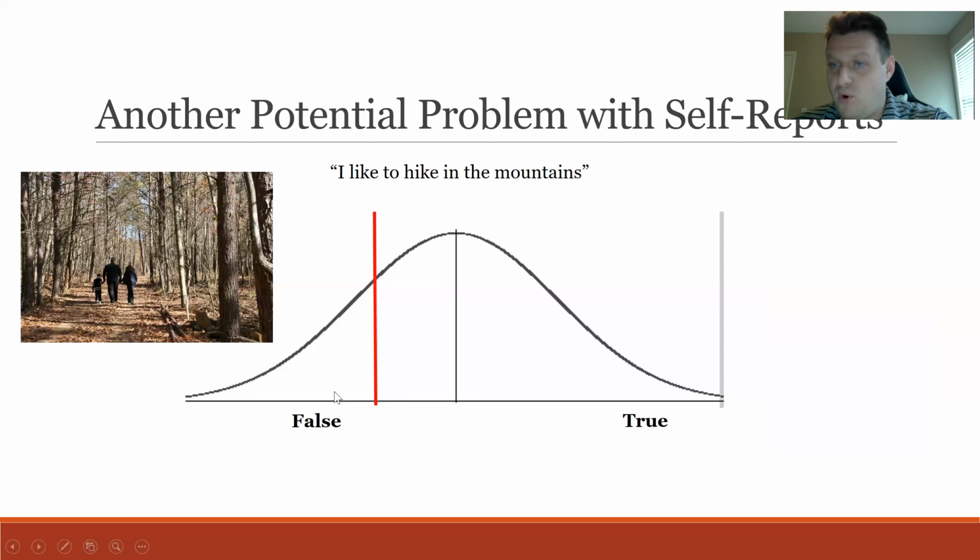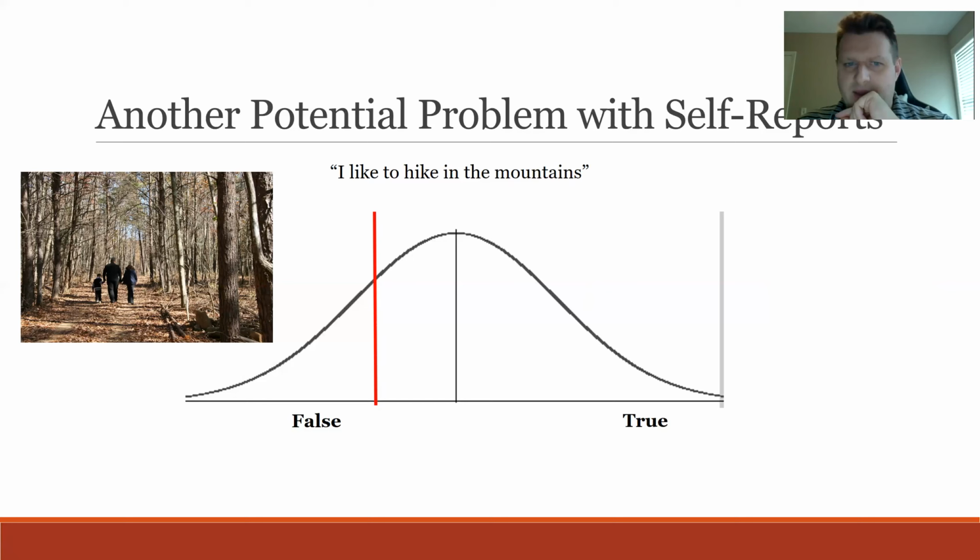So if people report true and report false, we don't know where they set their category boundaries. Do they put their cutoff over here? Do they put their cutoff over here? Do they put their cutoff over here? We don't know. They might interpret that question differently depending on who they are, how they read that question. And that's one category boundary with a true-false questionnaire.